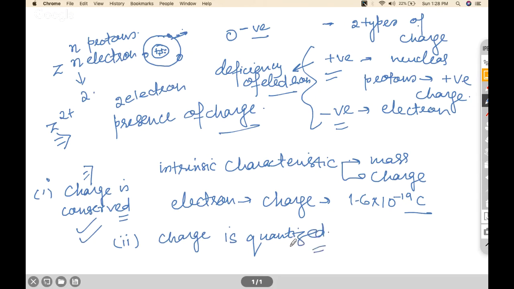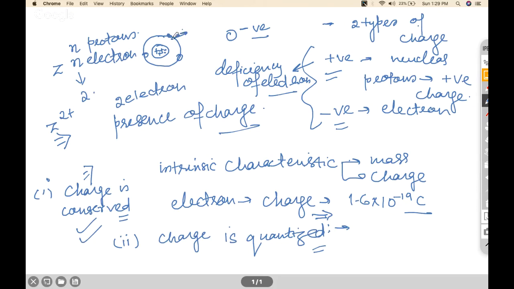So what are the charged particles? Charged particles are electrons and protons. And try to understand, any time charge would be an integral multiple of charge of one electron. Now this particular sentence may look like a very heavy sentence or very difficult to understand, but I would like to explain it in this manner.